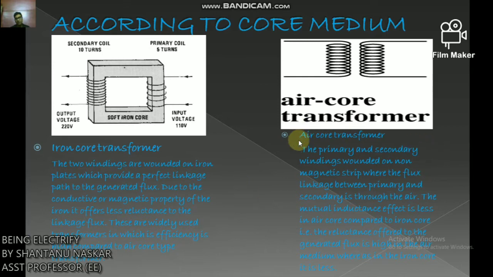Okay, and what is air core transformer? These are the pictures of iron core transformer and air core transformer. So what is air core transformer? The primary and secondary windings are wound on a non-magnetic strip, where the flux linkage between the primary and secondary is through the air. The mutual inductance effect is less in air core compared to the iron core. So the reluctance offered to the generated flux is high in the air medium, whereas in the iron core it is less.